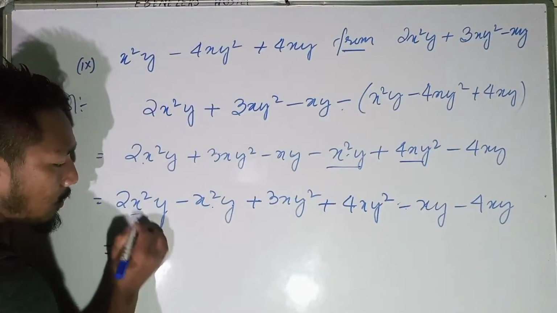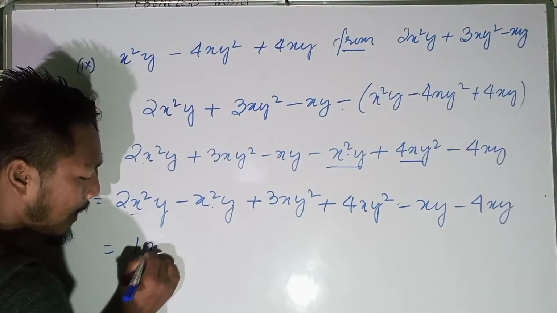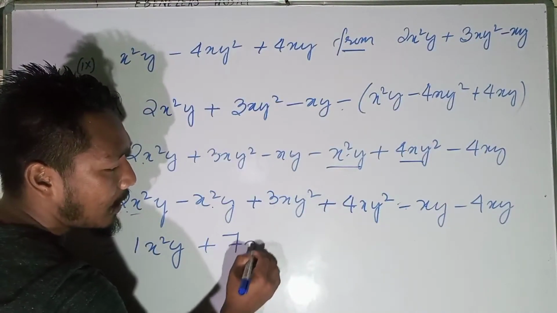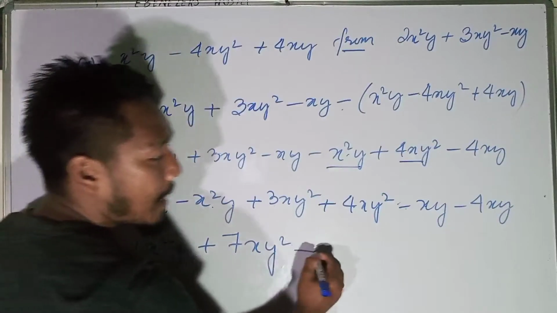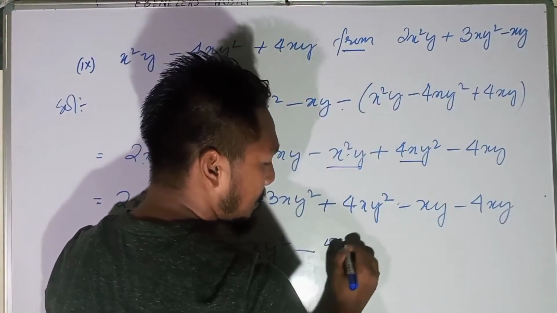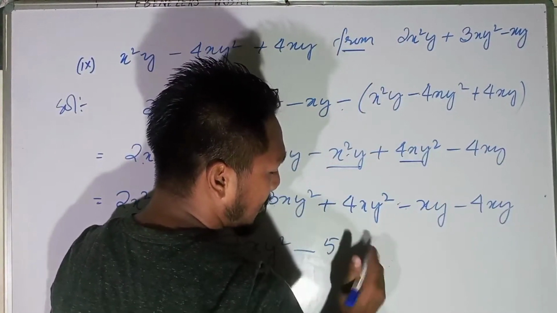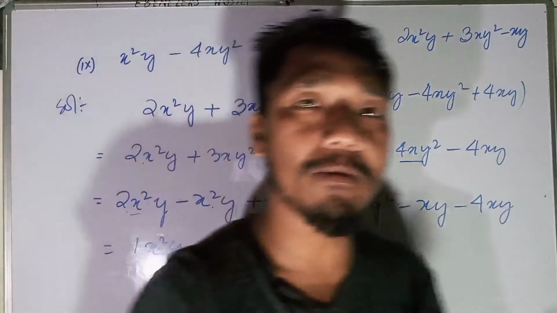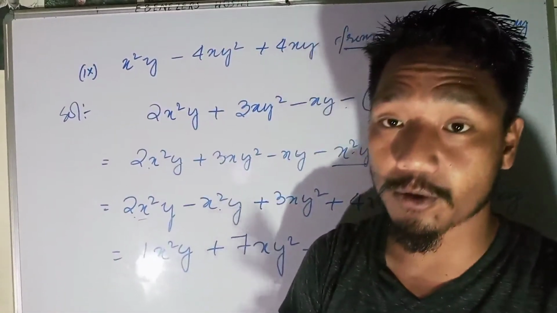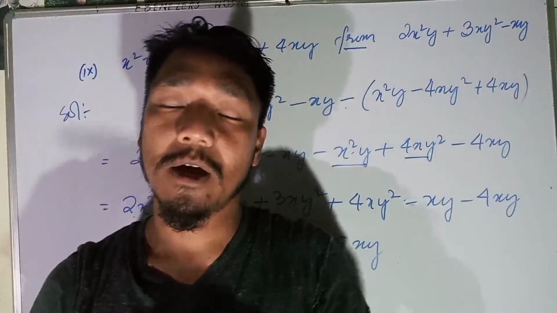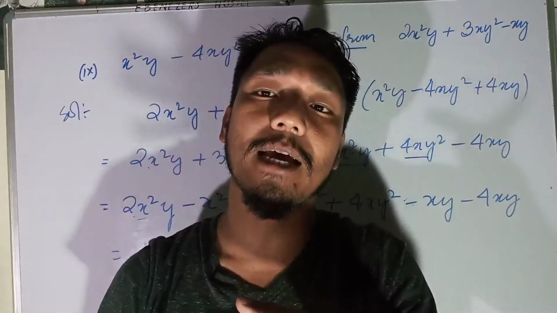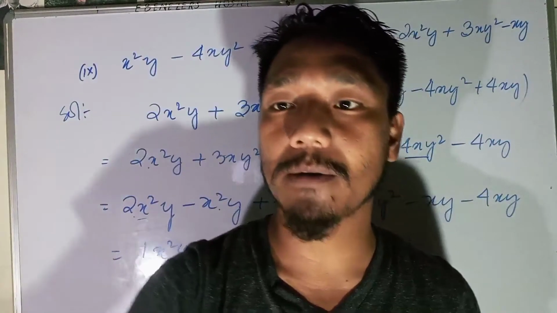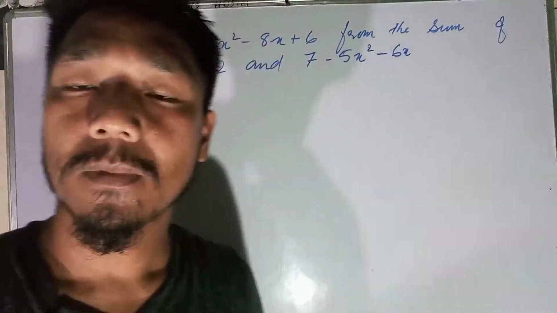Okay. So here you see 2 and 1 will become 1 x squared y, plus 3 plus 4 will become 7 xy squared, minus 4 plus 1 will become 5xy. Why are we adding the numbers when we have a minus sign? I have already told in the previous 2 chapters, in the previous topic also, wherever the like terms have the same sign, the numbers get added. For the same sign, the numbers get added. Clear about this one? Okay.